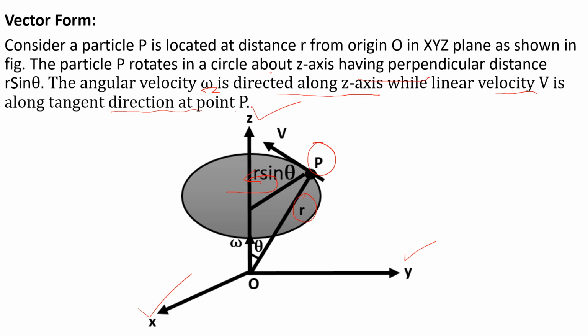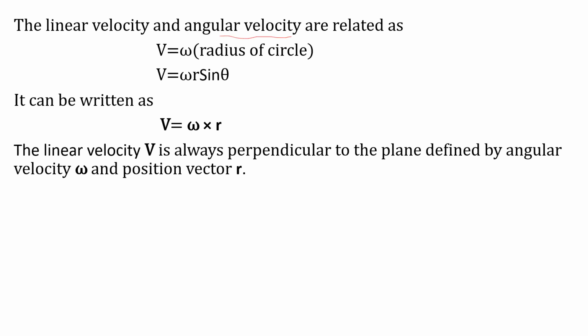The linear velocity in this case can be written as vt, that is, it is in the tangential direction. So here the t represents the tangent. The linear velocity and the angular velocity are related as v is equal to omega times the radius of the circle, and we have written it as r sine theta. It can be written in vector form, that is v is equal to omega cross r. The linear velocity is always perpendicular to the plane defined by the angular velocity and position vector.